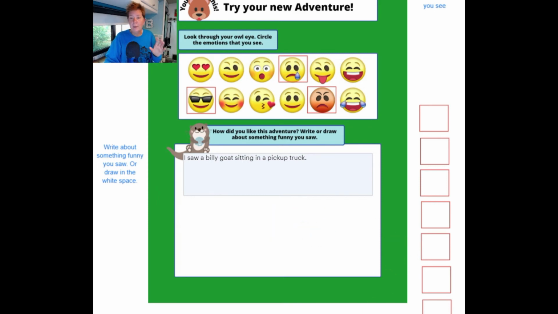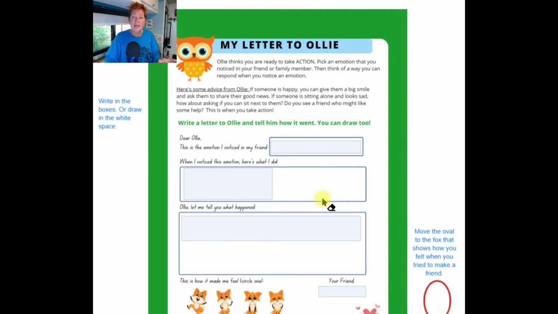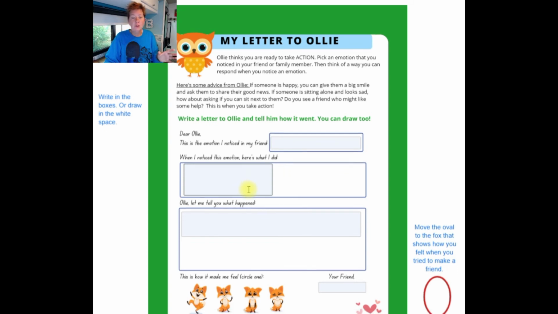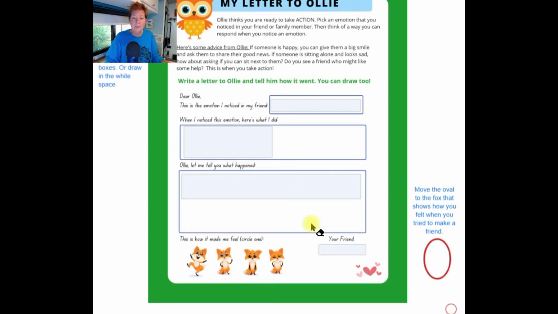It's all about options. The next item, we're going to ask the kids to write a letter to Ollie, describing the emotion. Here's what happened. They're going to sign it, your friend. Then they're going to circle the fox that best describes how it made them feel. Again, they've got an item here. Boy, it made me feel happy. They can just move that oval over to them.